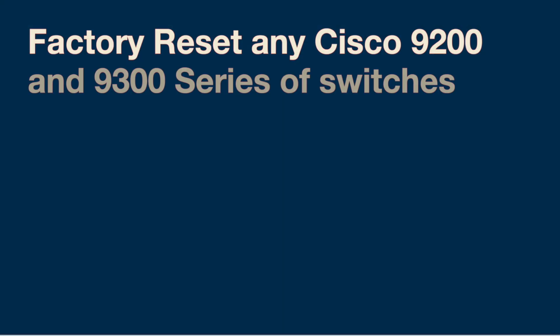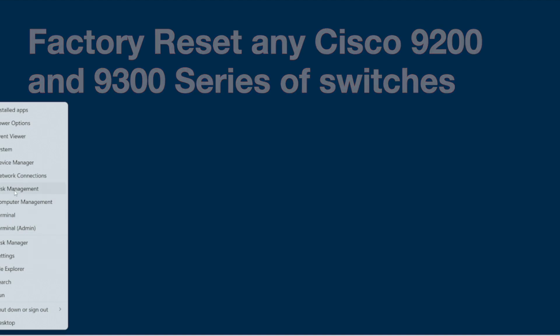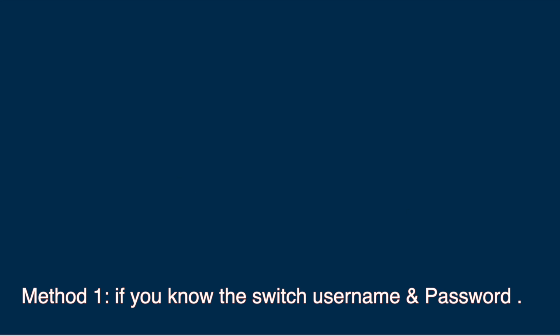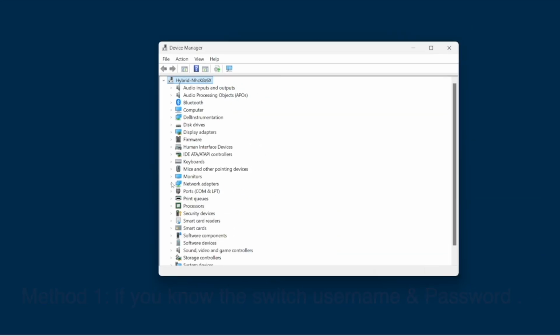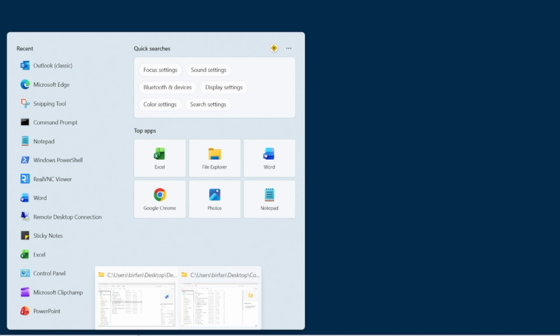Today I am going to explain how to reset any 9200, 9300 Cisco Catalyst switch. The first method is the password method. If you know the password, first open your Device Manager and see which COM port you have connected the console cable to. The console cable can be USB-C, mini or micro, or a serial USB cable.